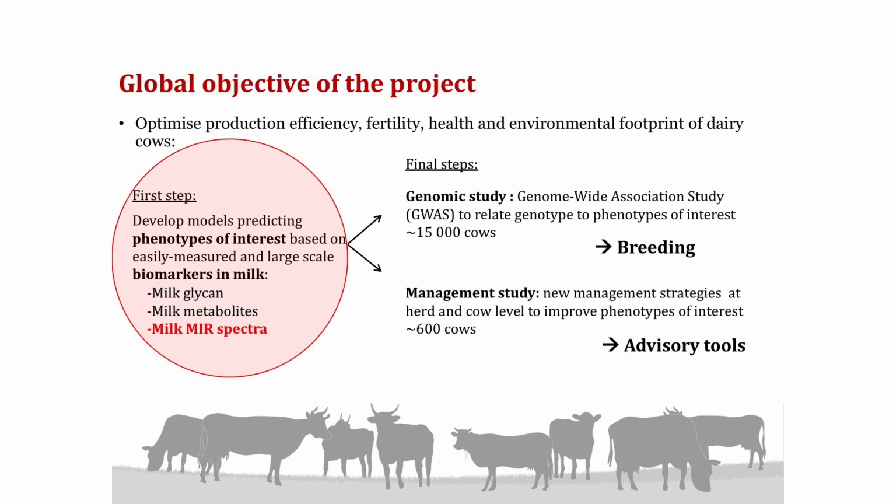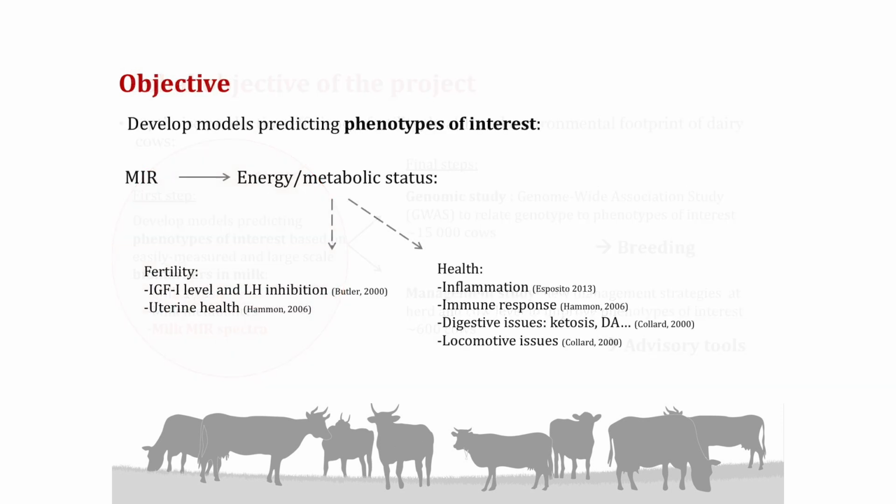Why mid-infrared spectra? Because it's very cheap and you can use it everywhere. In general, all the country have their own instruments, mid-infrared instruments, and it's still used in the milk recording system. And in general, we have relationship with the genotypes and so on. That's why we want to use this method. We search different parameters related to the energy and metabolism status, because due to the relationship that these parameters have with the fertility and the health, that's why we search this type of parameters.